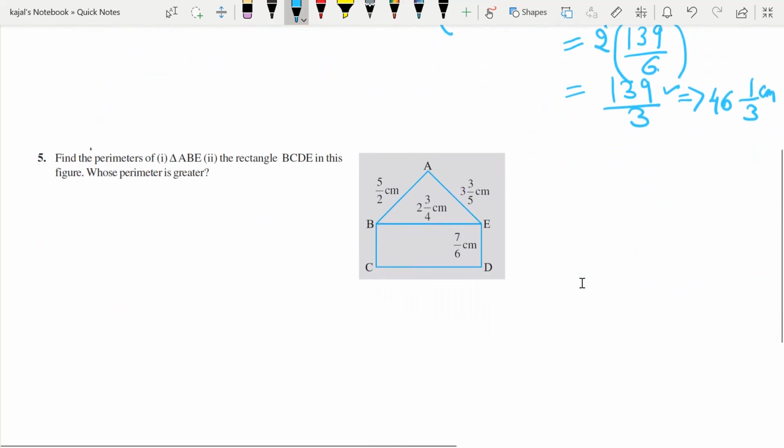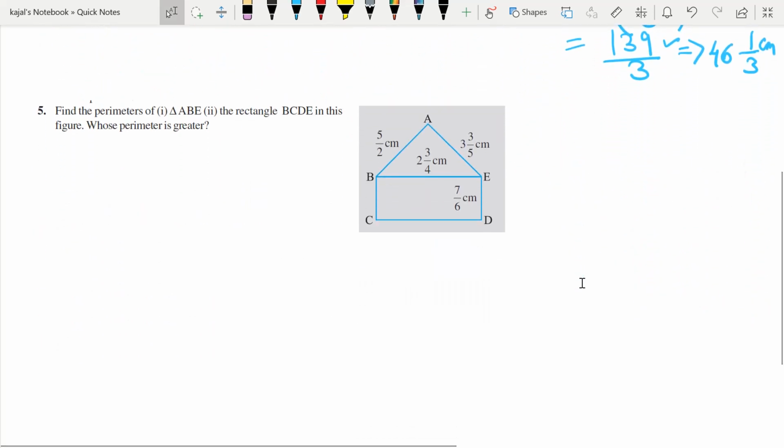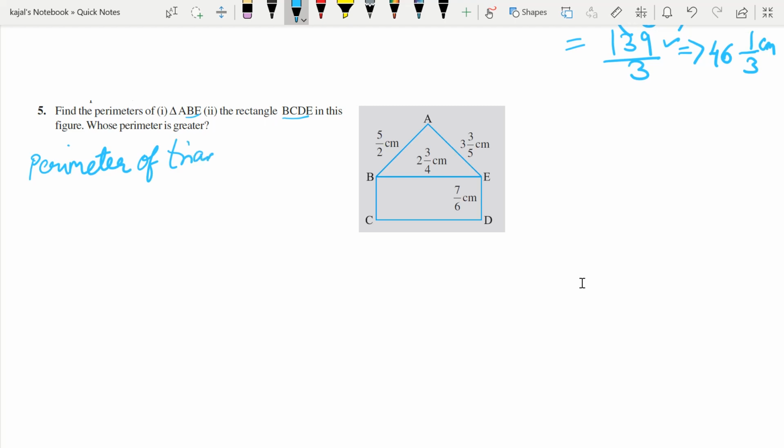Now we will do the second question. Here the figure is given. We have to find the perimeter of the triangle ABE and the perimeter of the rectangle BCDE. The perimeter of the triangle, we can find by using the formula that we have to add the lengths of side 1 plus side 2 plus side 3. This is the formula to find the perimeter of the triangle.